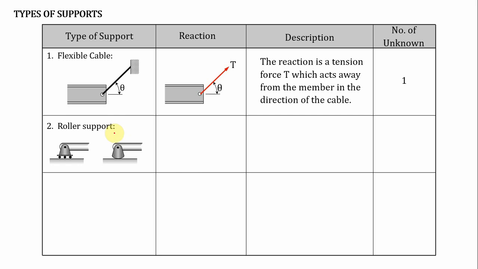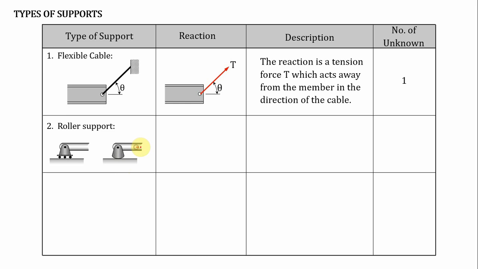Example nito class, if I will apply a load P in this beam class, anong mangyayari ng reaction niyan? There will be a resistance of the support, and this is called a reaction or the resistance force. Ito yung tawagin nating R. Therefore class, roller can resist vertical loads.